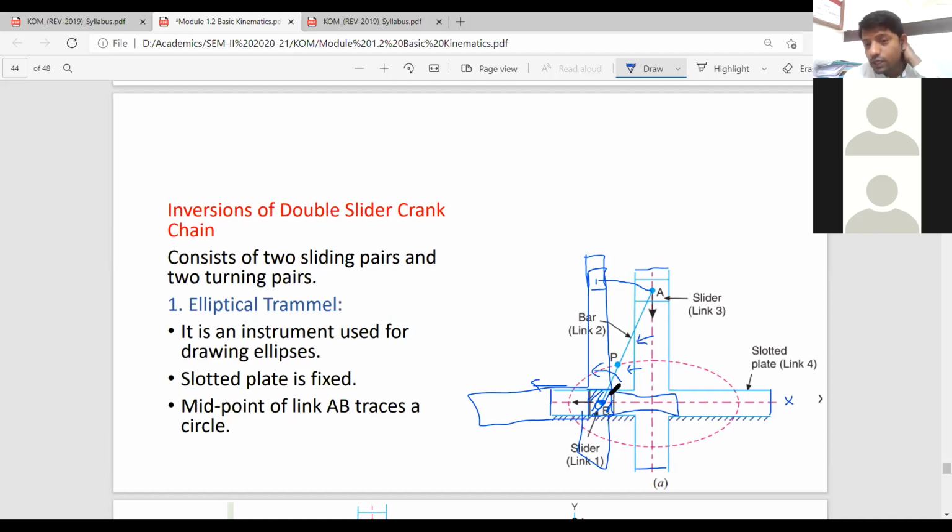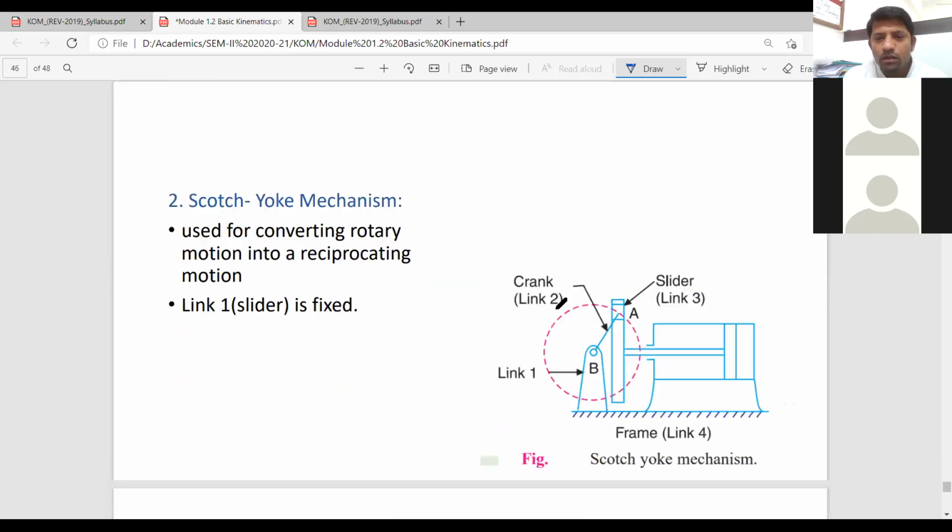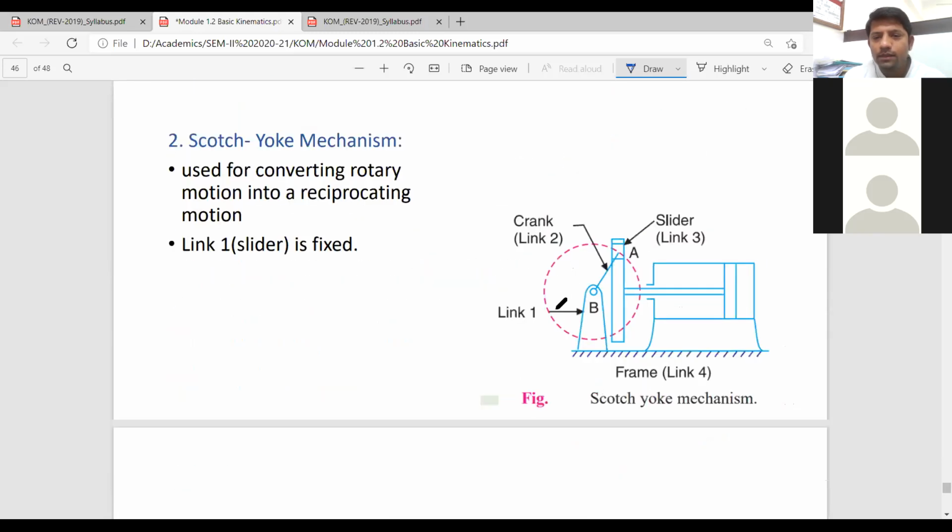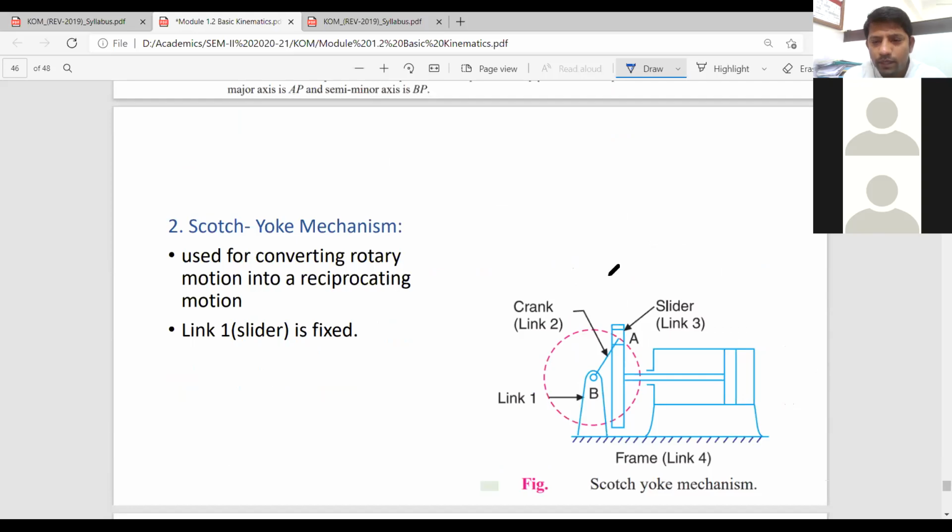Okay, so this particular mechanism, Scotch yoke mechanism, is used to convert rotary motion into sliding motion. Here rotary motion of the link 2, that is bar, is converted into the reciprocating motion of the frame, and this mechanism is used in Scotch yoke mechanism. Okay, I will show you the Scotch yoke mechanism. Okay, better we understand it with the help of a video, so that will be better.